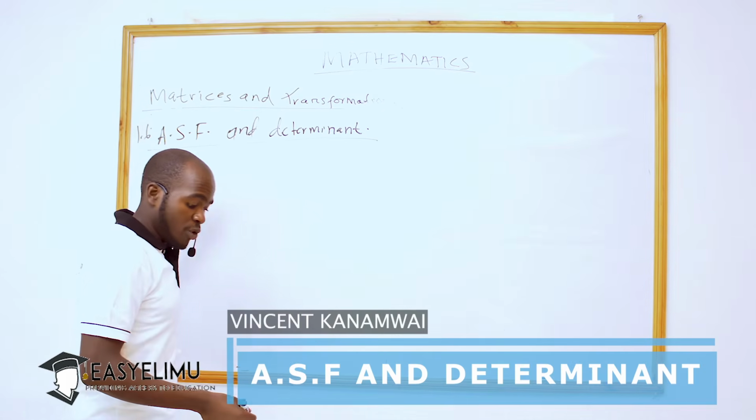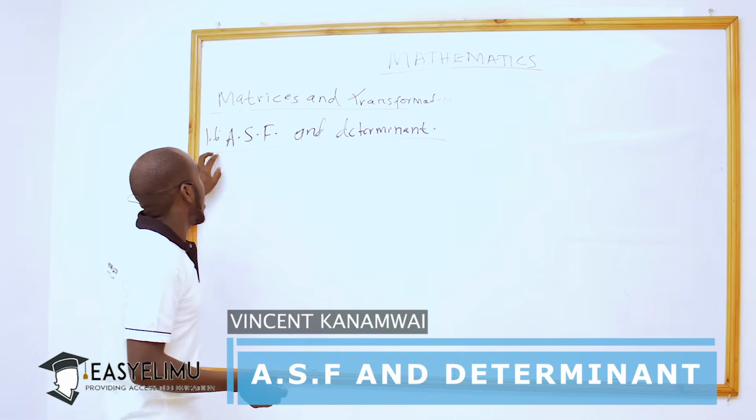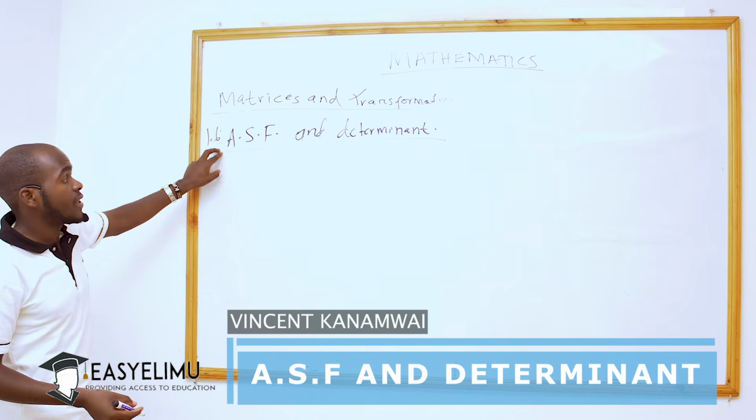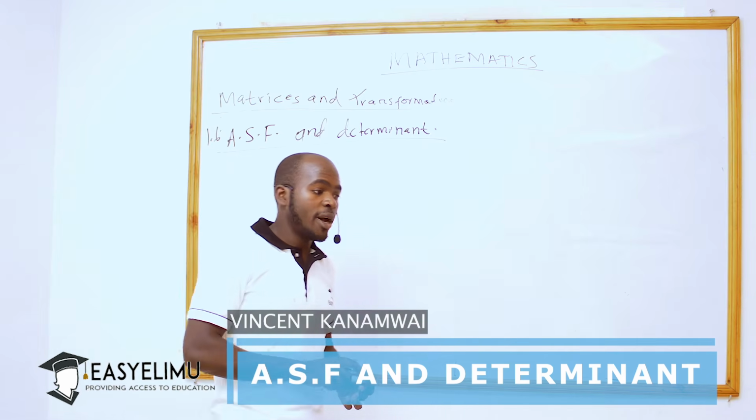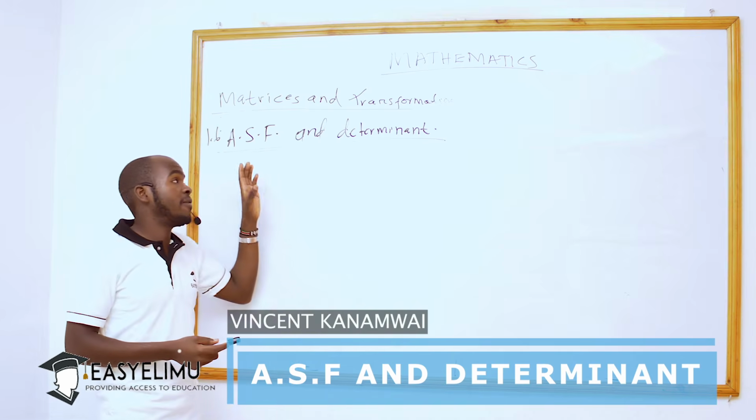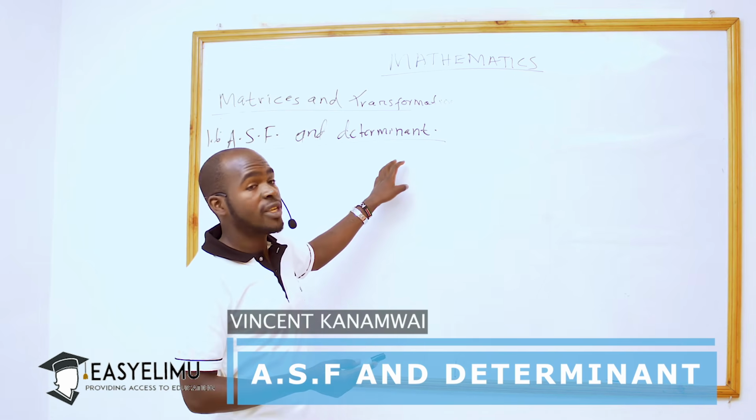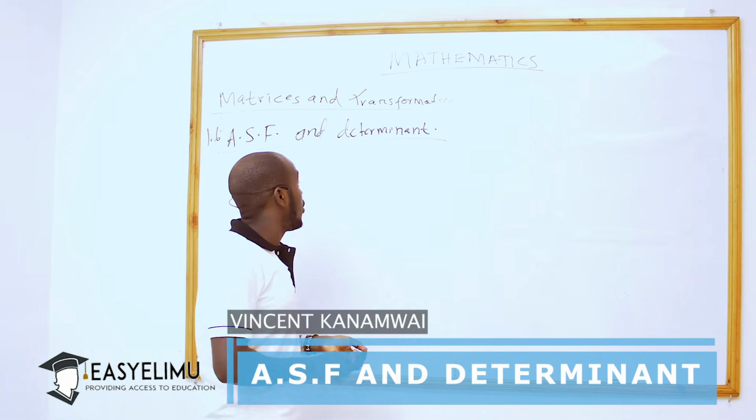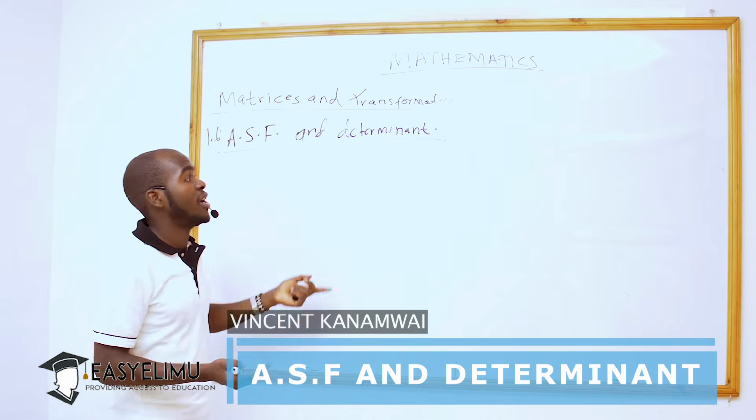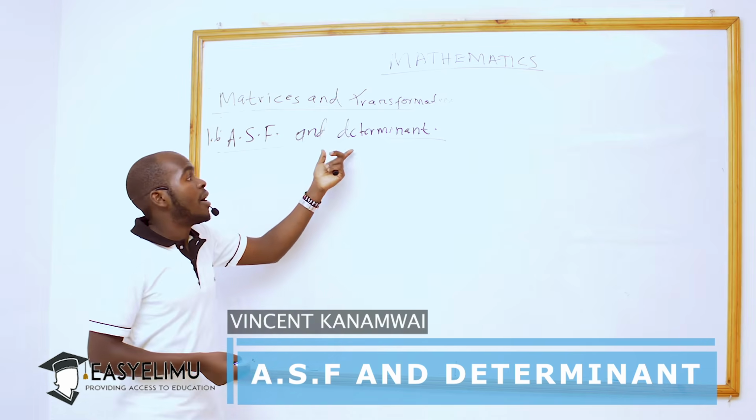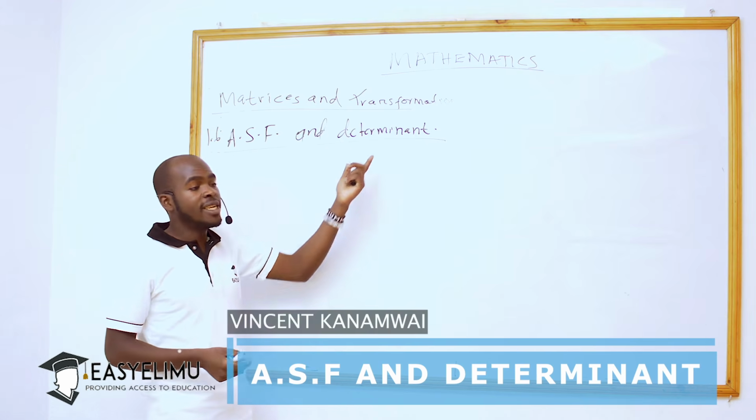I will be helping you to pass through area scale factor and determinant as our sixth section. In form 2, we learned about how to find area scale factor, and also how to find the determinant of a matrix in form 3. Now, we shall find the area scale factor of a certain matrix, and then we see how the two relate, area scale factor and the determinant.